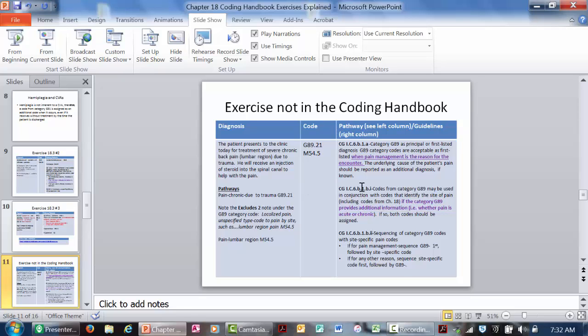I've made a little bit of an exception to the way you're accustomed to seeing these slides, and I had to move the pathways over here to make room for these 3 coding guidelines that apply to this case. The pathway is pain chronic due to trauma, pretty straightforward, but note that there is an excludes to note under the G89 code where you can use localized pain by site, lumbar region, and that's what we've done.